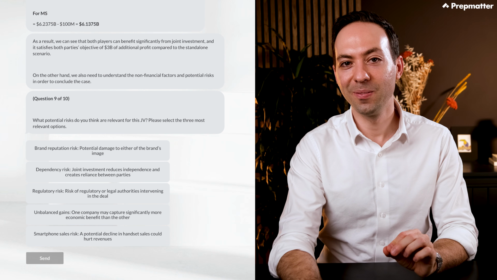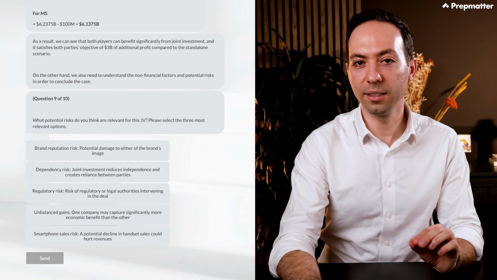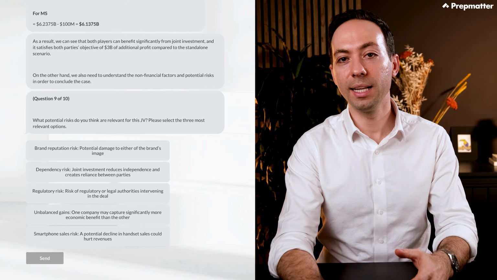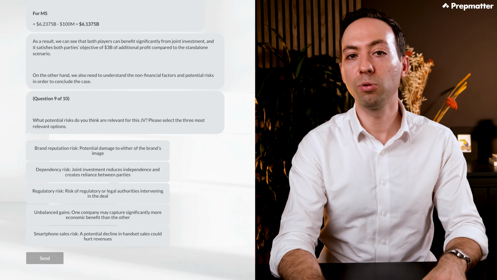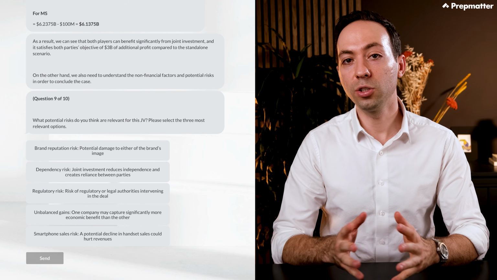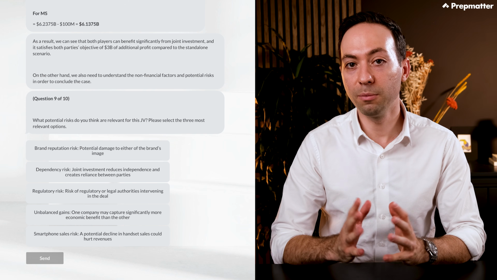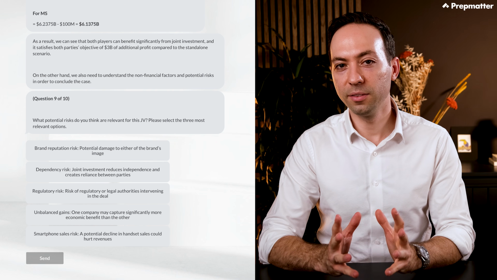Let's read it together. As a result, we can see that both players can benefit significantly from joint investments, and it satisfies both parties' objective of $3 billion of additional profit compared to the standalone scenario. On the other hand, we also need to understand the non-financial factors and potential risks to conclude the case. What potential risks do you think are relevant for this JV?